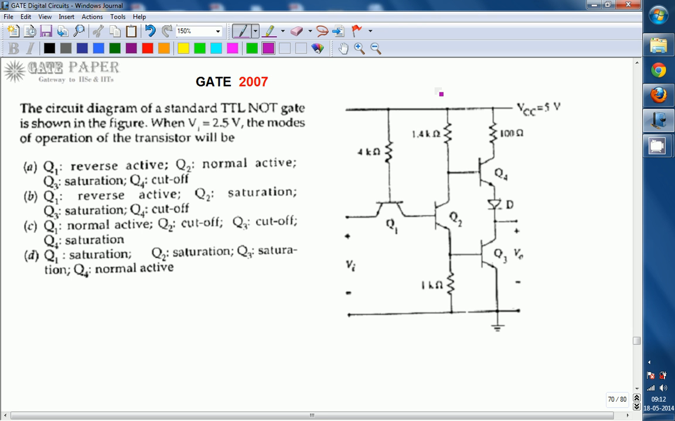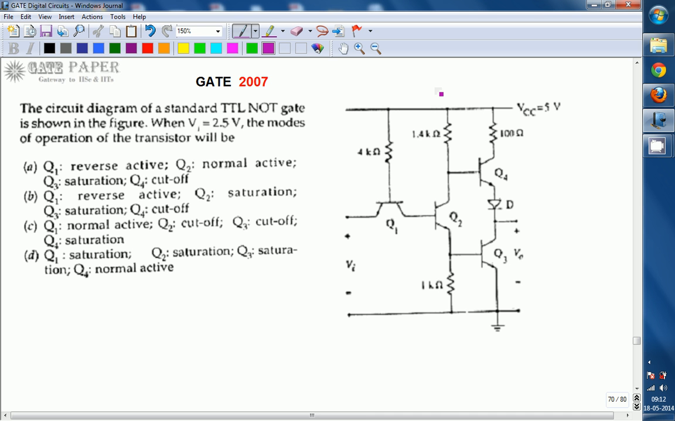Hello, we are discussing the GATE 2007 ECE paper, and this question is related to digital circuits. Look at the circuit diagram. The circuit diagram is a standard TTL NOT gate.